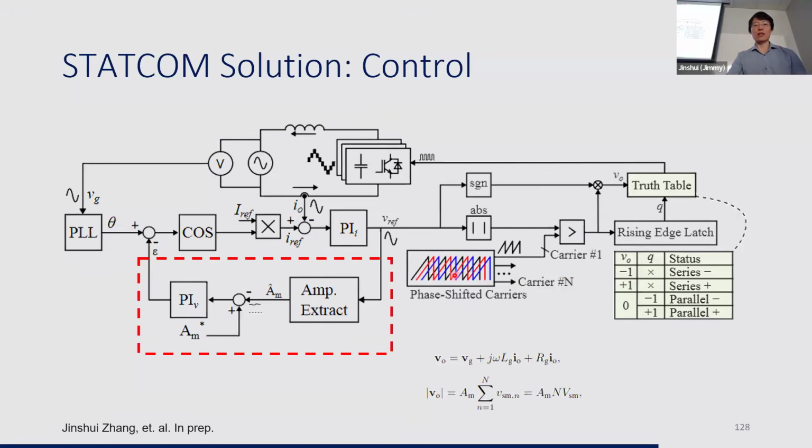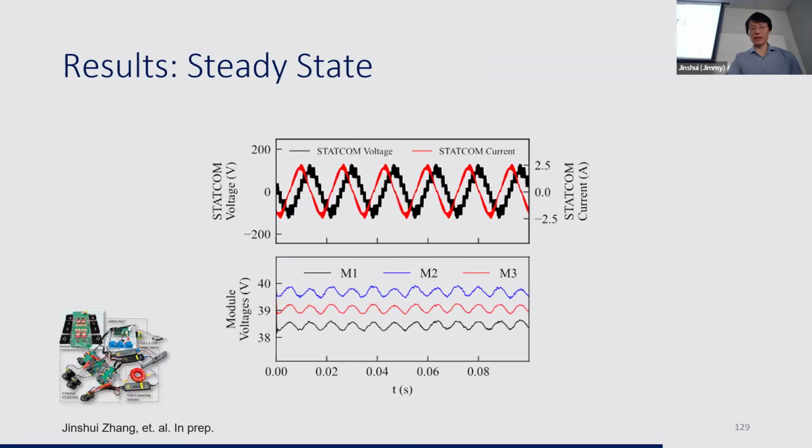And here is how we control this StatCom. We have 2 control loops. The inner loop regulates the output current, and the outer loop regulates the modulation depth, which is equivalent to controlling the module voltage. But this way, we can get rid of all the module sensors. And we validated our design with our prototype.